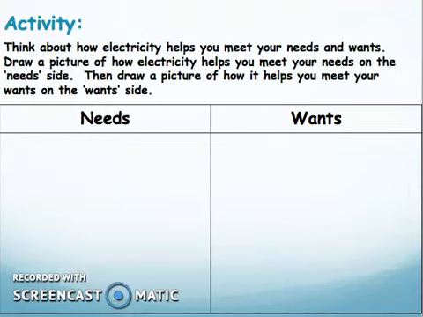So now, boys and girls, what I want you to do is to think about how electricity helps you meet your needs and wants. You're going to draw a picture of how electricity helps you meet your needs on the need side. So you're going to draw this chart. One side you're going to have needs, on the other side you're going to write wants. Then draw a picture of how it helps you meet your needs on the need side, and then draw a picture of how electricity helps you meet your wants on the want side.